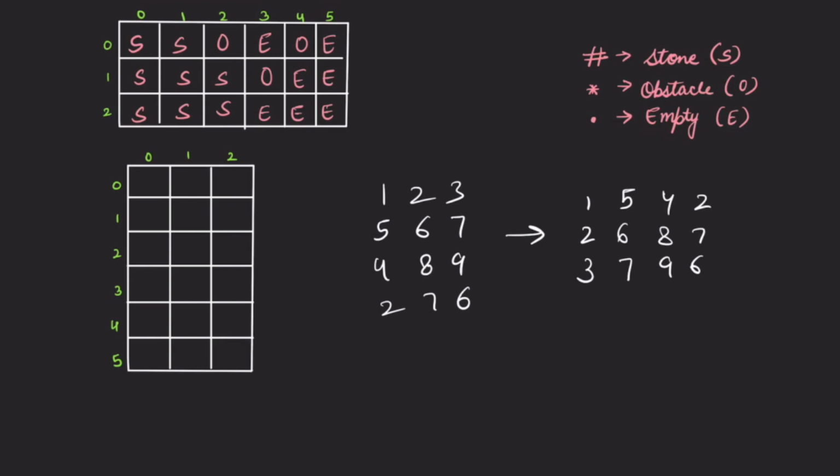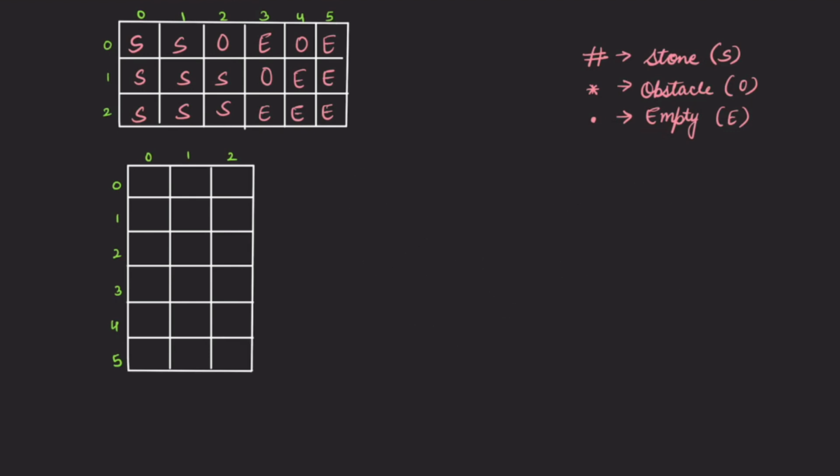First let's understand, once we have rotated the grid, what is going to happen with the stones. As I said, the stones are going to fall due to gravity. Looking at this first row, it will become like this: S, S, O, E, O, E. Now you need to fall these stones. This is an empty cell, so a stone can come here. This is an empty cell, so here a stone can come too.